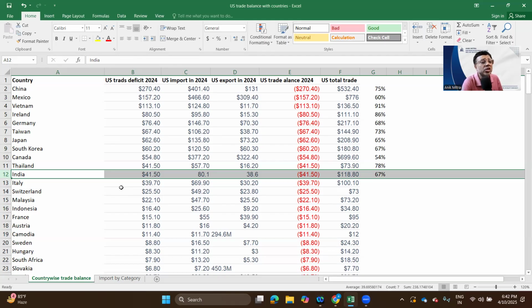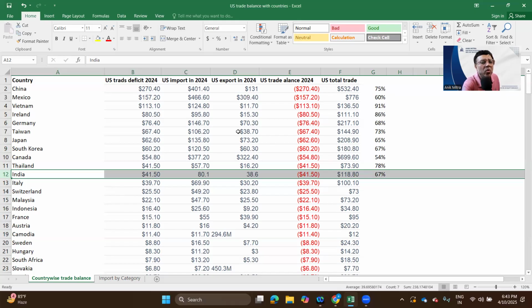When this equation comes with China, out of 100 rupees of trade, 75 rupees has been spent towards import and only 25 rupees has been earned from export with China. So I hope you understand this relation. Although in percentage terms, the relation with Vietnam is huge. It's 91%, followed by Ireland at 86%, because in Vietnam and Ireland, hardly any export is there, very minimal compared to the overall import.